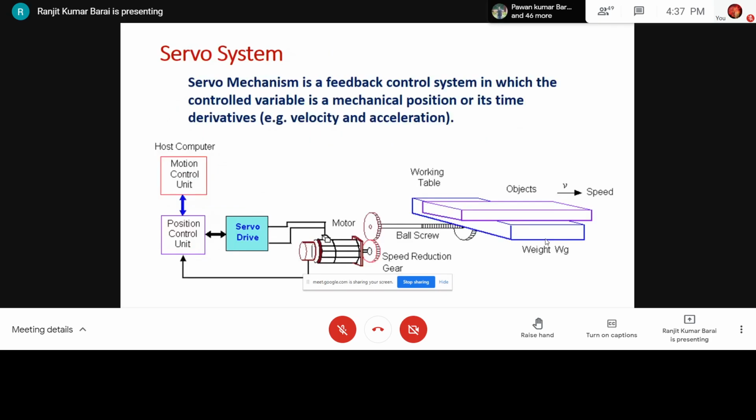So what is a servo system? That should be clear to you. As per the well-known textbook by Nagraj Gopal, it is written as: servo mechanism is a feedback control system. It's a good example of feedback control system, an application of feedback control system in which the control variable is a mechanical position or its time derivative. That means the motion control. Main objective of servo system is to control motion.